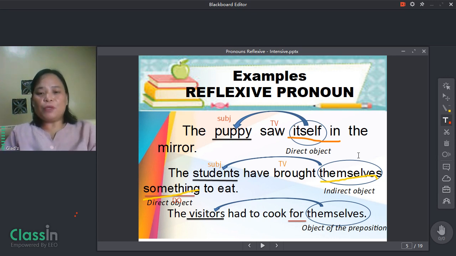And have you observed, class, that a reflexive pronoun cannot be omitted or removed from the sentence? Why? Because once you remove that, the sentence will not be considered a sensible sentence anymore. It will never express a complete thought, or something will be missing if you omit the reflexive pronoun in the sentence. Okay, so is it clear? So let us now proceed to the next one.